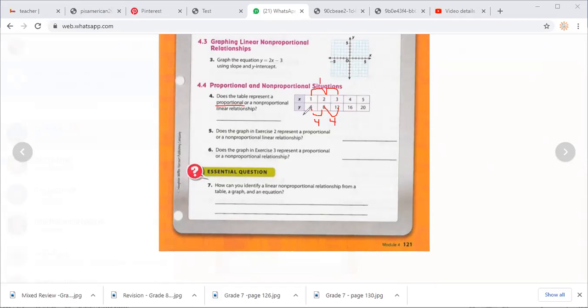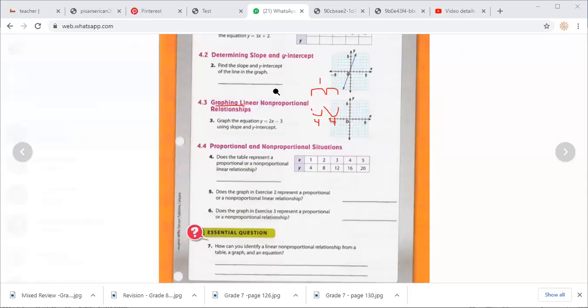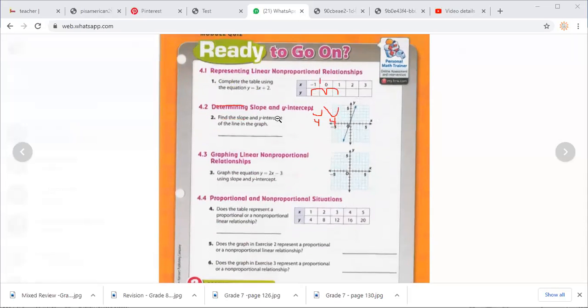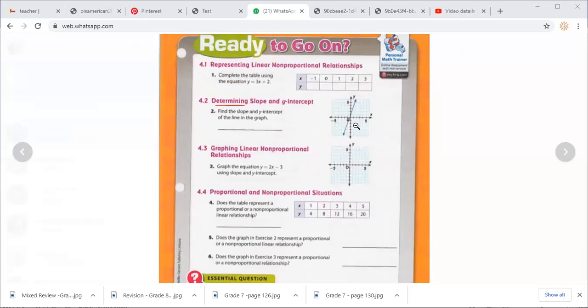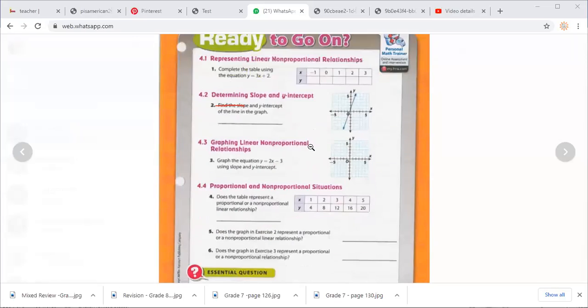Question number 5 asks: does the graph in exercise 2 represent a proportional or non-proportional relationship? Let's go back to exercise 2 up here, this one. Does this one in exercise 2 represent a proportional or non-proportional relationship? Non-proportional relationship. Why?